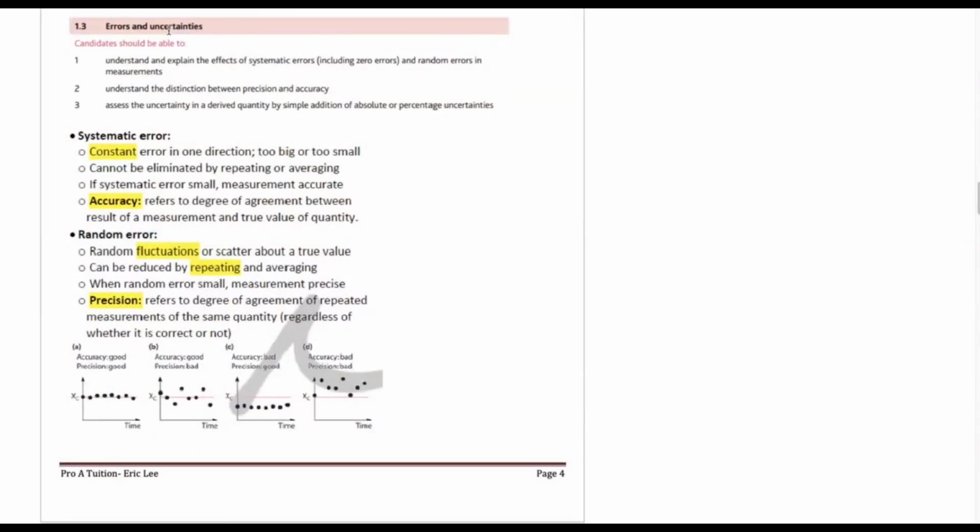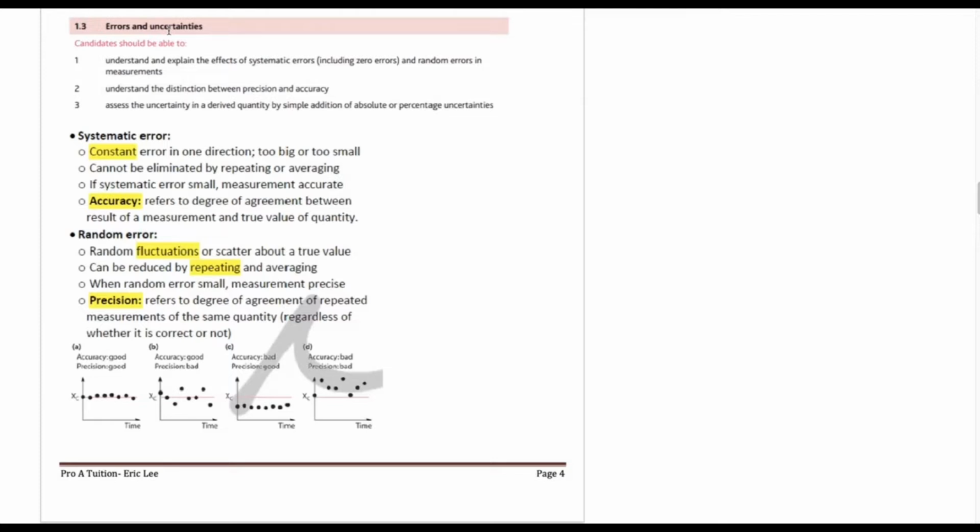So 1.3, errors and uncertainties. Okay, so first of all, you need to go through systematic error. So they say it's a constant error in one direction. So it means the error is always bigger than the actual value or always smaller than the actual values.